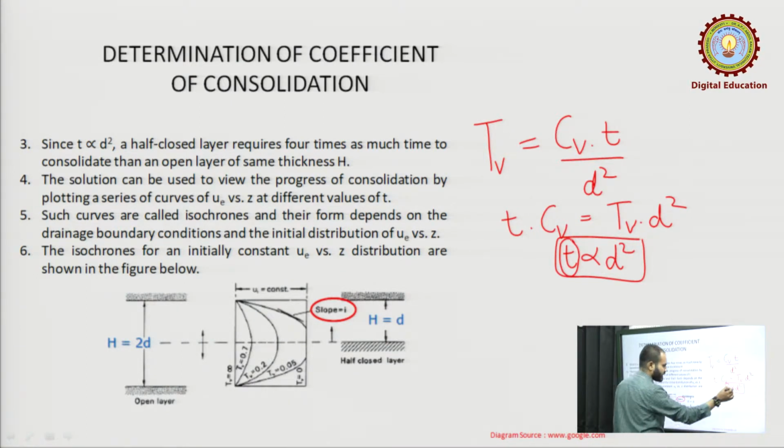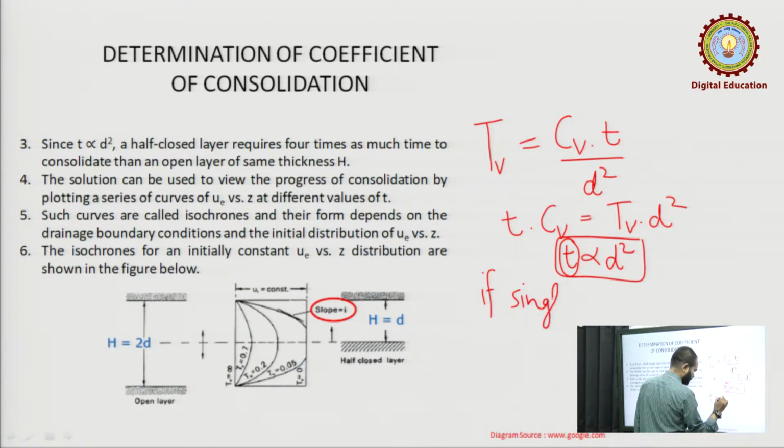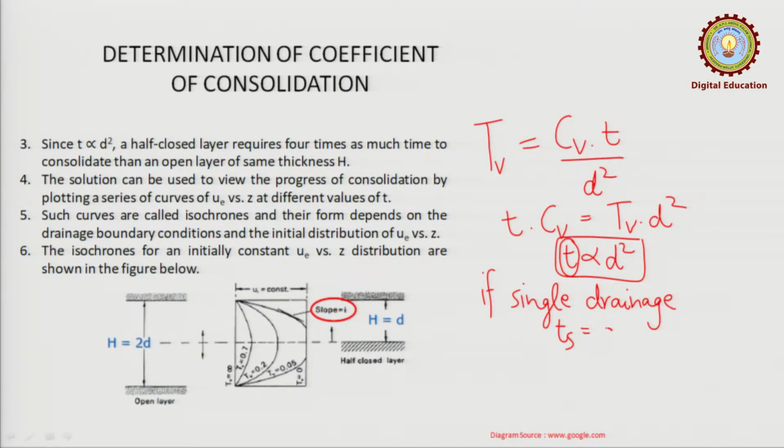I think you understand. If single drainage, then what will happen to t? t for single drainage will be proportional to d only.